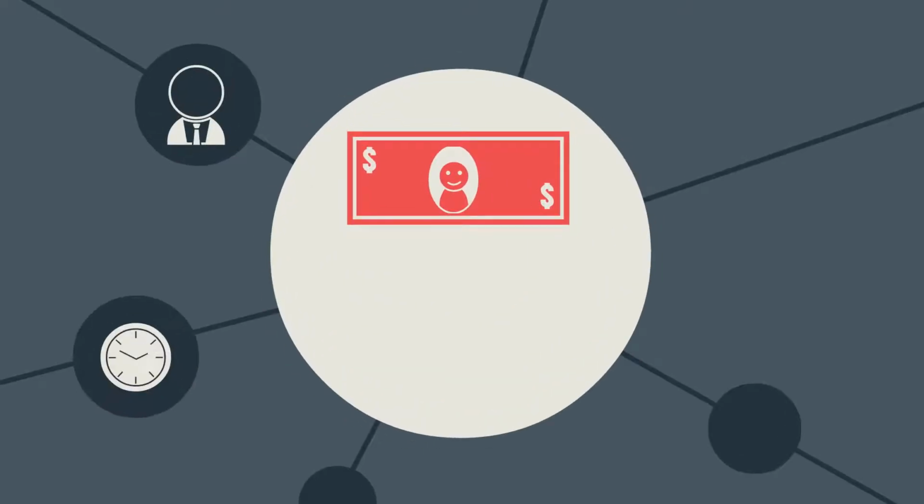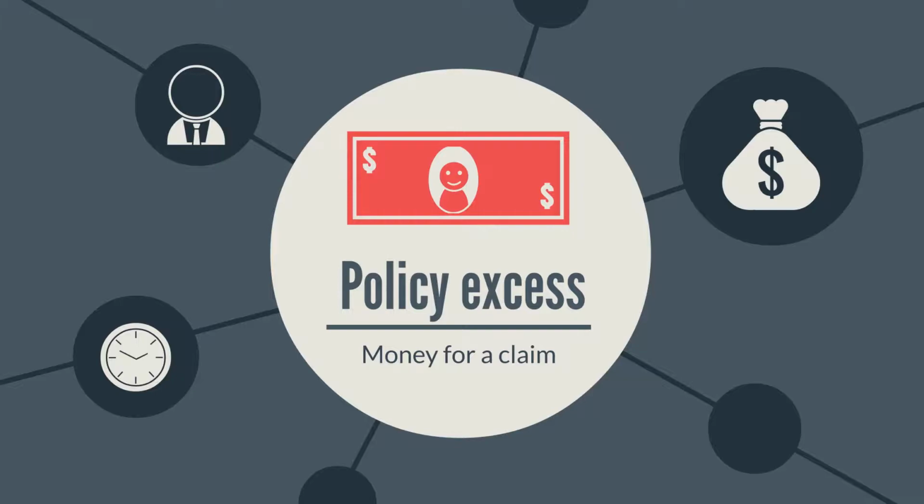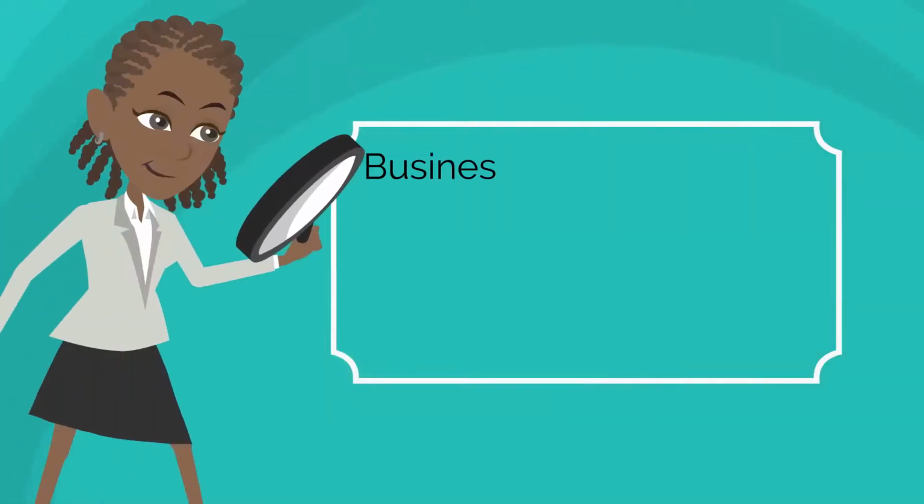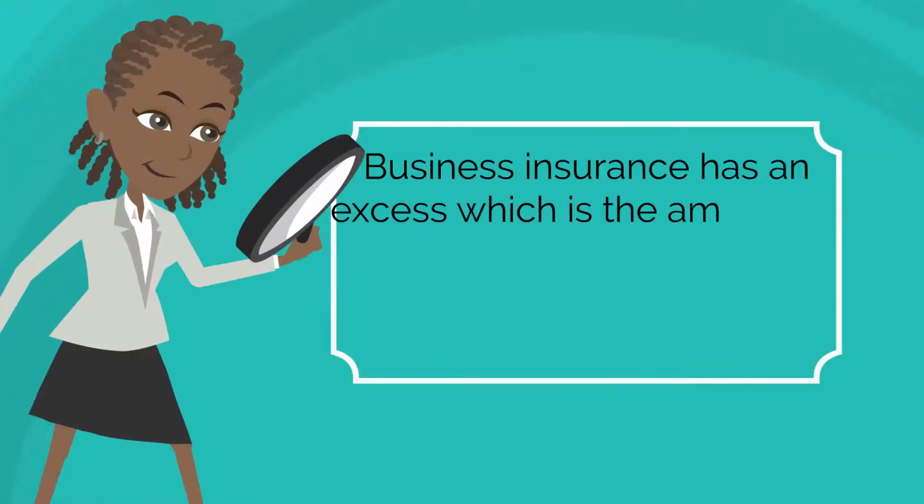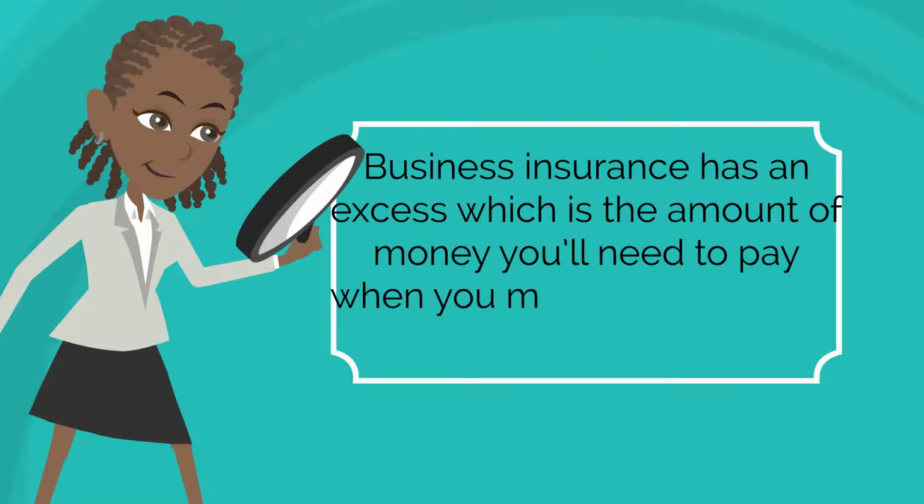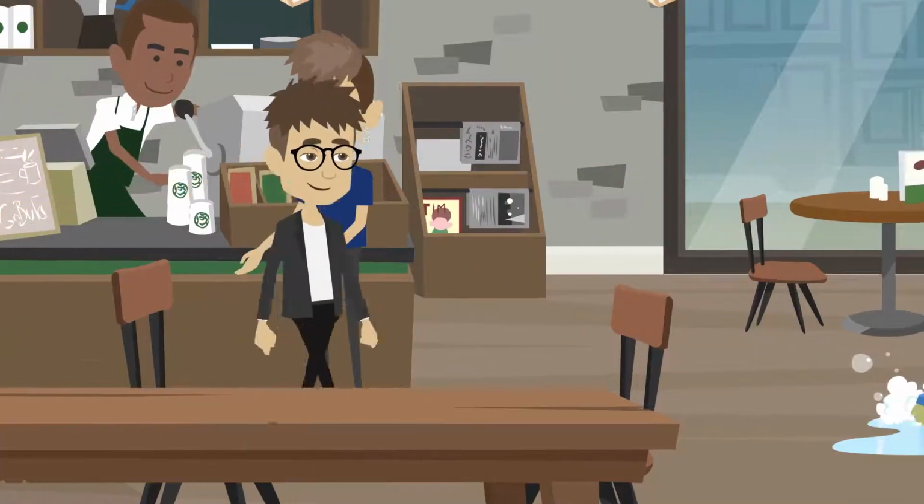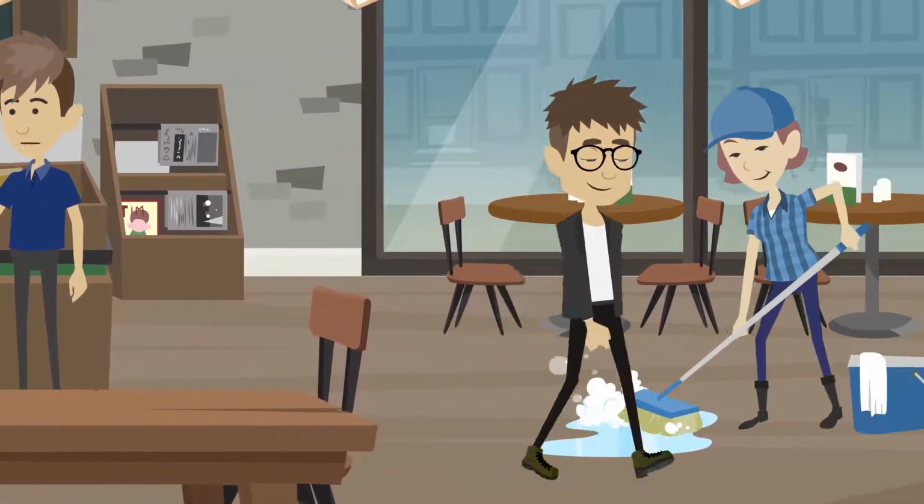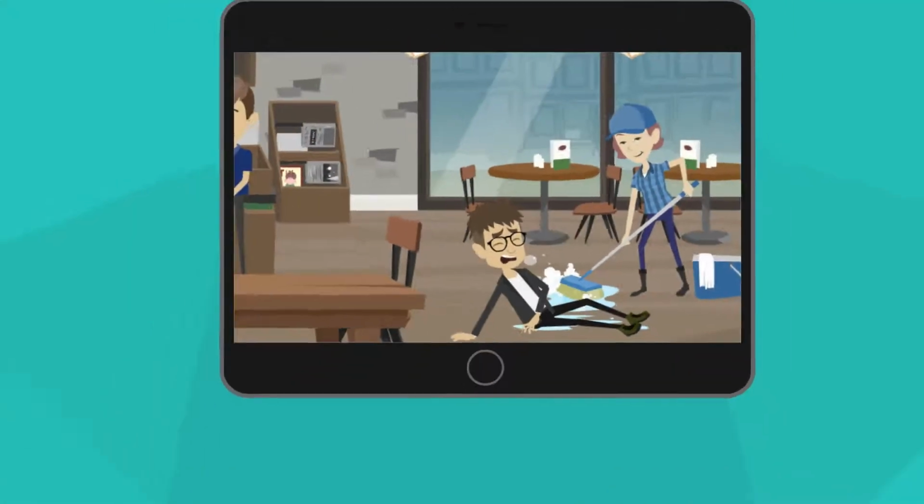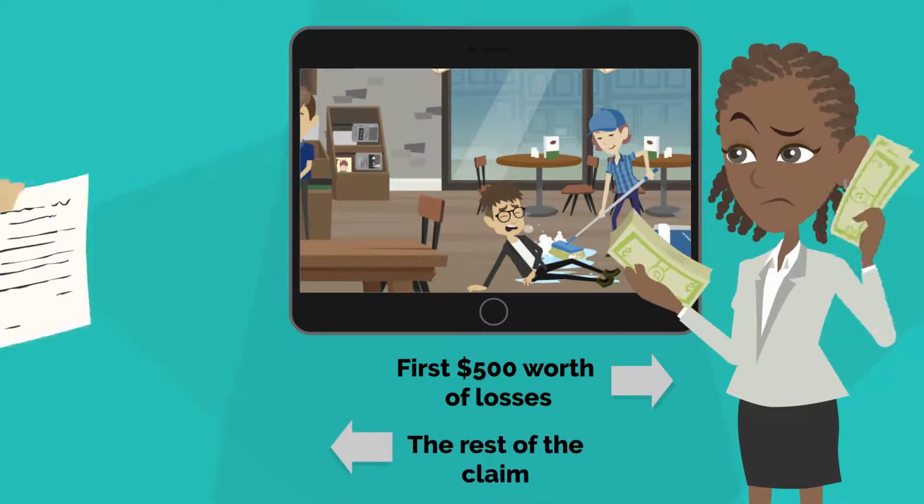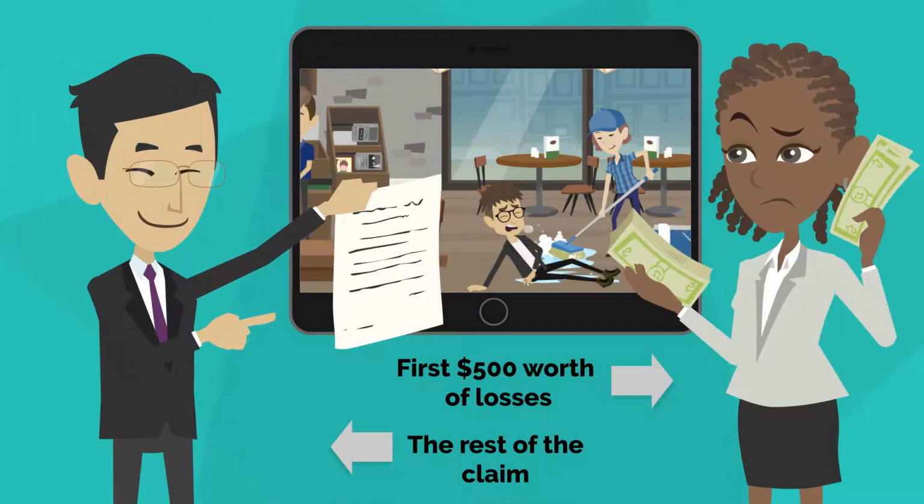Firstly, we'll start with the policy excess. Just like your car insurance, business insurance has an excess, which is the amount of money you'll need to pay when you make a claim under the policy. For example, public liability policies usually have an excess of $500, meaning you'll have to pay the first $500 worth of losses, and your insurer will pay the rest of the claim, providing it doesn't exceed the policy limit.